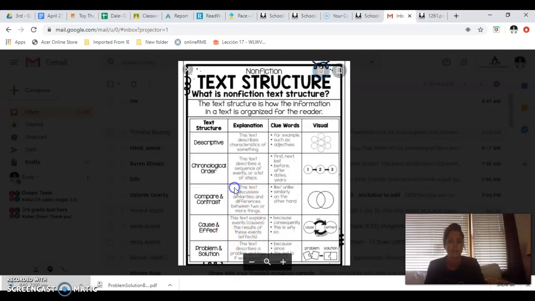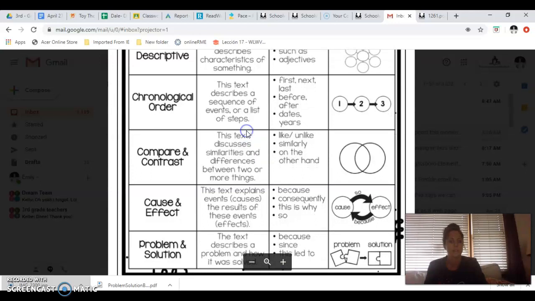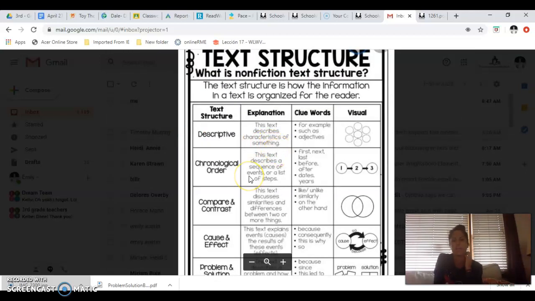Or is it problem and solution? So is there like a main problem at the beginning and then solutions? And some of them might be attempted solutions, but at the end there is a main solution, the problem is solved. So be thinking of which of these text structures what I'm about to read is.